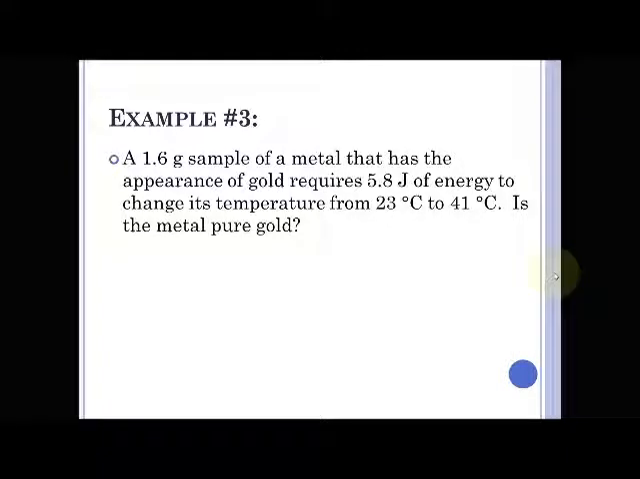Example 3. A 1.6 gram sample of a metal that has the appearance of gold requires 5.8 joules of energy to change its temperature from 23 degrees Celsius to 41 degrees Celsius. Is the metal pure gold? We're using our MCAT equation again.